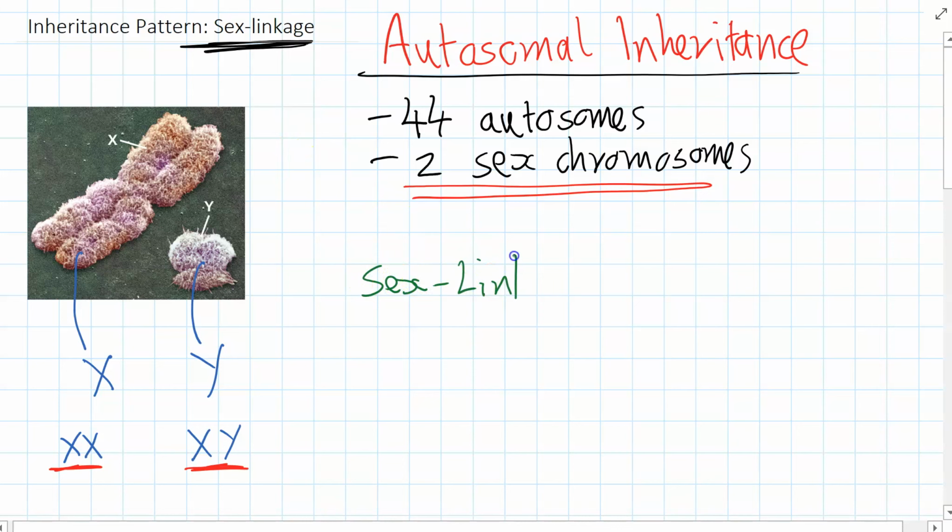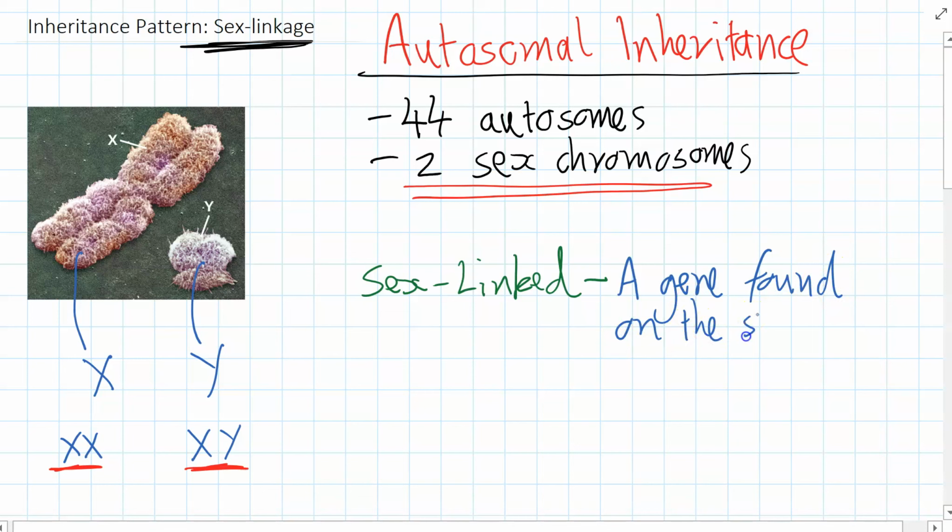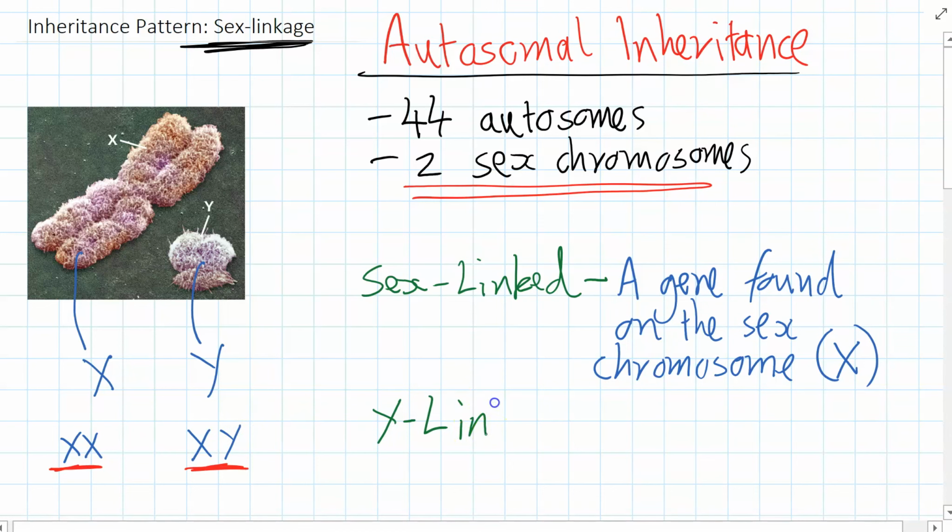So when we hear the name sex-linked gene, that basically means a gene found on the sex chromosome. And generally it means found on the X chromosome. If it's a gene on the Y chromosome, we specifically call that Y-linked. So if you ever hear sex-linked, we're normally talking about X.